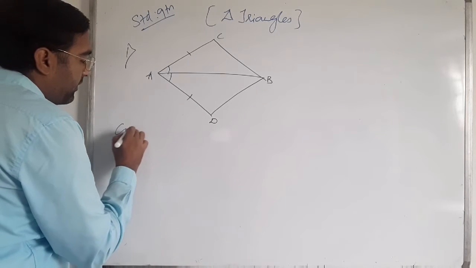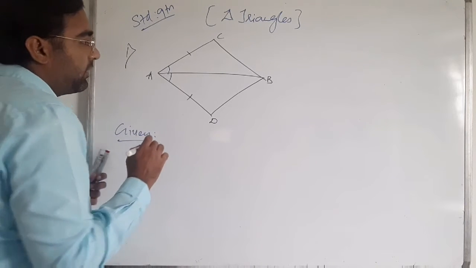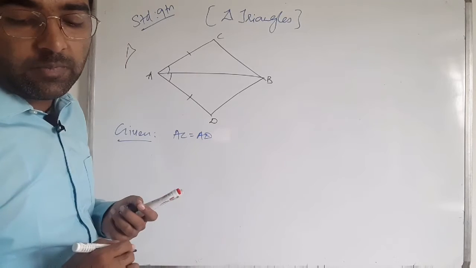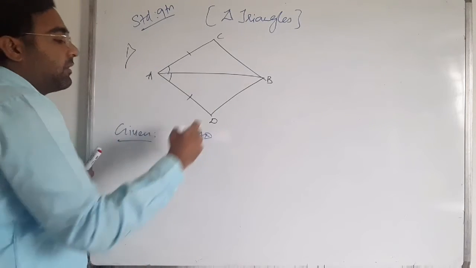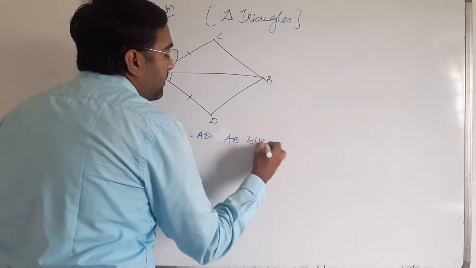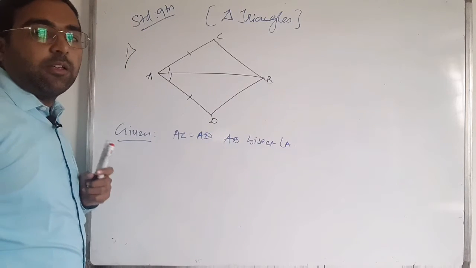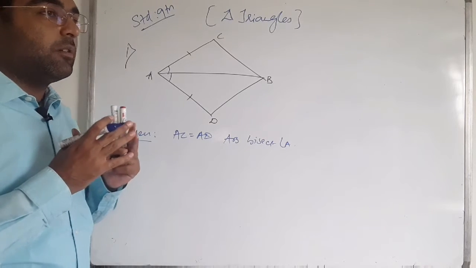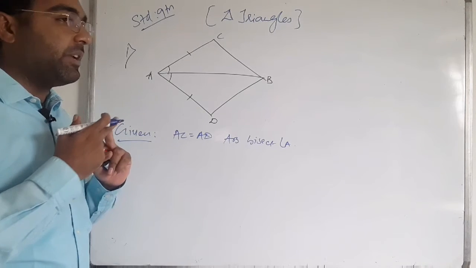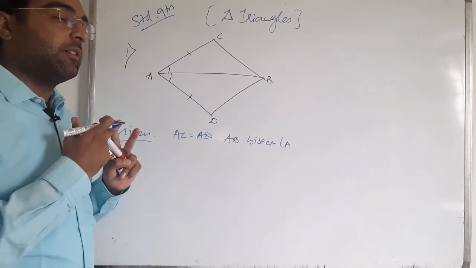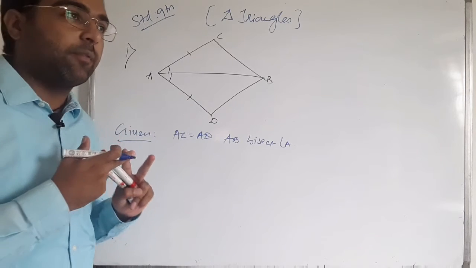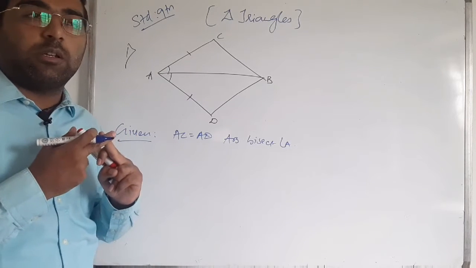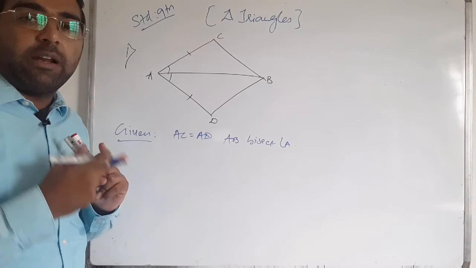So from the given, I write that AC is equal to AD, and AB bisects angle A. Bisected means divided into two equal halves. There are two things, bisector and median, which both divide into two equal halves. A bisector is generally used for angles, dividing an angle into two equal halves, and a median is generally used for a line segment or line that is divided into two equal halves.